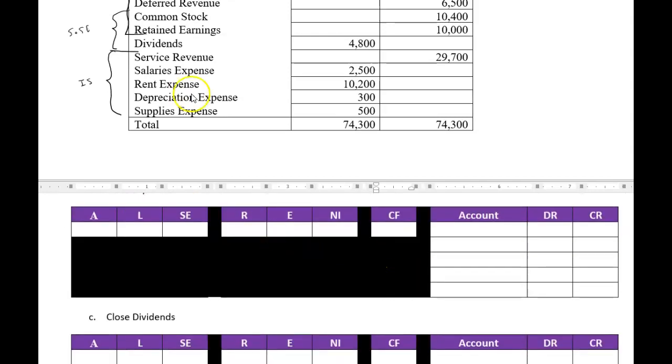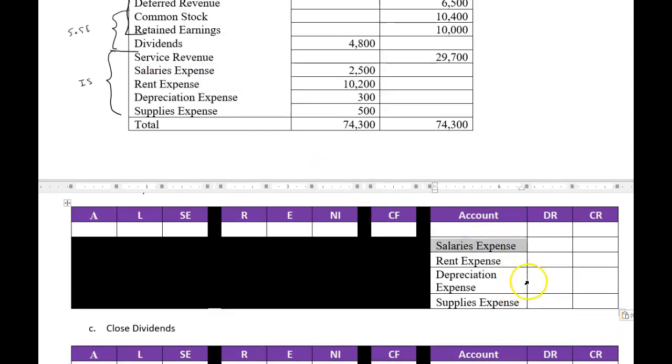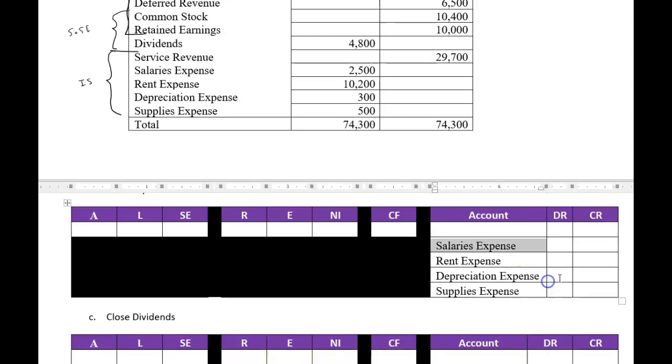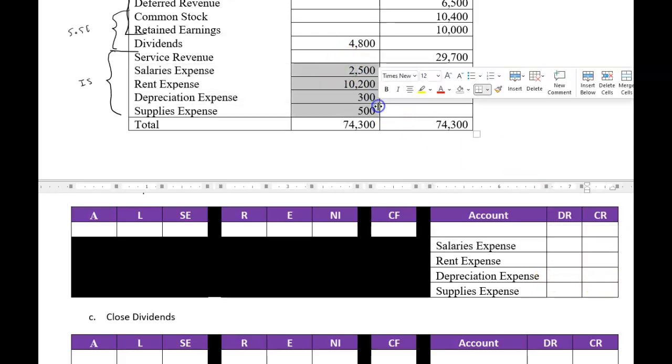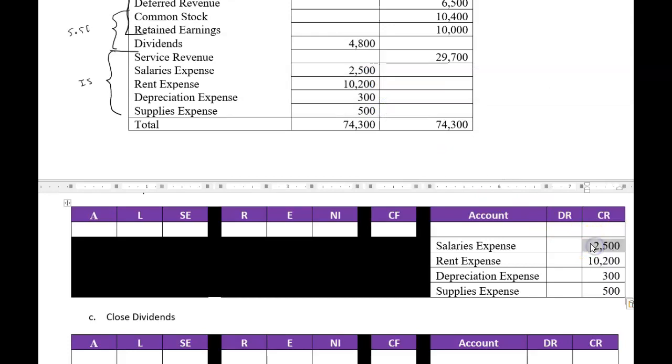All right, next is close expenses. Notice we have 4 expenses here. So we're going to close those. They have debit balances. We need to credit the accounts to close them. So let's go in here and credit the accounts. And again, I'm going to copy and paste just to save time. By crediting the accounts, we're closing them out.